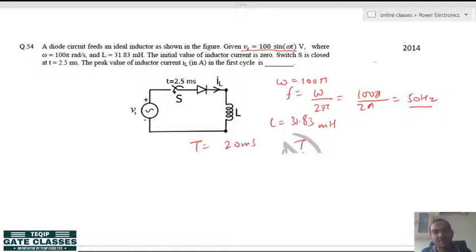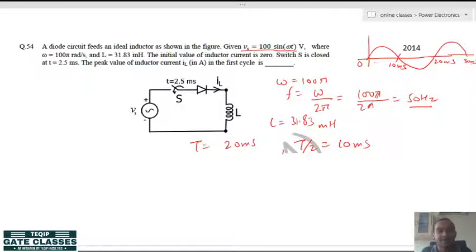It means the half time period will be 10 millisecond. The input sine wave will be like this, where it is 0, then 10 millisecond, 20 millisecond, and again goes on like this, 30 millisecond. It is given that the initial value of inductor current is 0, meaning initially the inductor is discharged. The switch is closed at t equal to 2.5 millisecond, not at t equal to 0, meaning the firing angle alpha has been given.